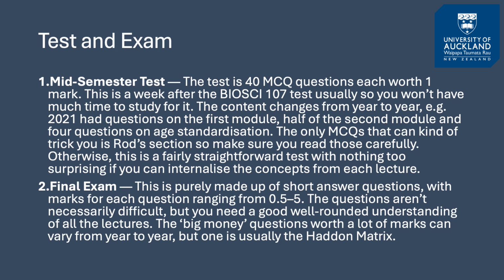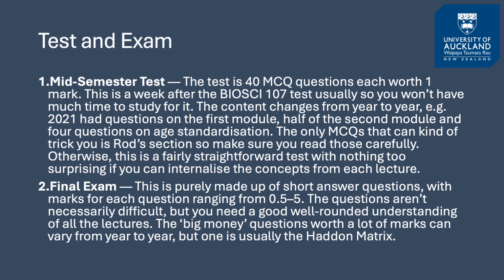So firstly, for the mid-semester test, this is a 40-question multi-choice question test where each question is worth 1 mark. This test is normally a week after the BioSci 107 test, so you won't usually have much time to study for it. The content changes year to year. For example, in 2021, they had questions on the first module, half of the second module, and 4 questions on age standardization. But this will change year to year depending on how fast the content gets through. The only multi-choice questions that can kind of trick you is Rod's section, so make sure you read those carefully. Otherwise, this is a fairly straightforward test with nothing too surprising if you can internalize the concepts from each lecture.